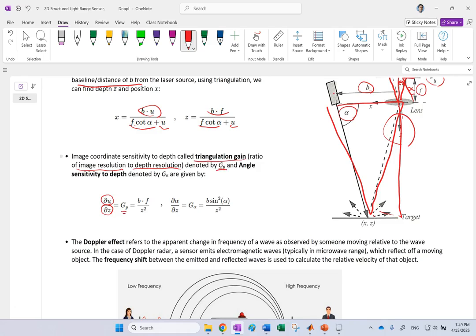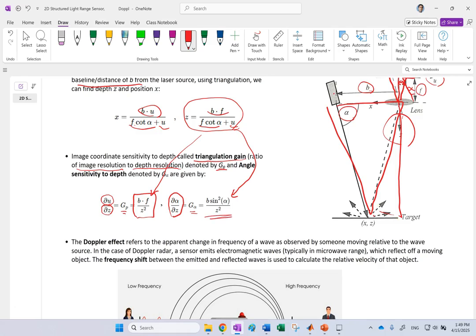And GP, if you take a derivative of U with respect to Z, look here, Z and U are related. If you find U as a function of Z and take a Z derivative, you are going to get this one here. And similarly, you see that alpha and U are related as well from this formula. So if you find alpha and take a Z derivative, this is the sensitivity of the angle with respect to the depth, G alpha, and that is going to be this one here.